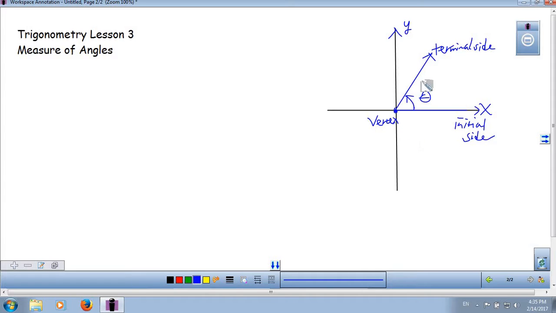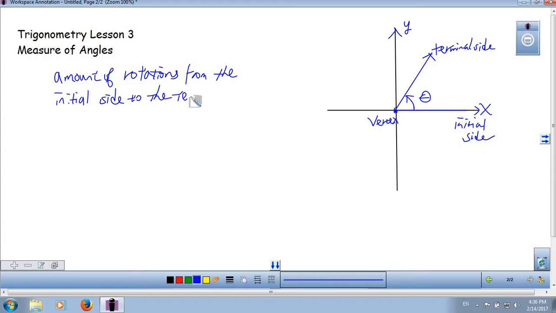How do we determine the amount of measurement? How do we determine the amount of rotation? The measure of the angle is determined by the amount of rotation from the initial side to the terminal side. So how do we determine that?